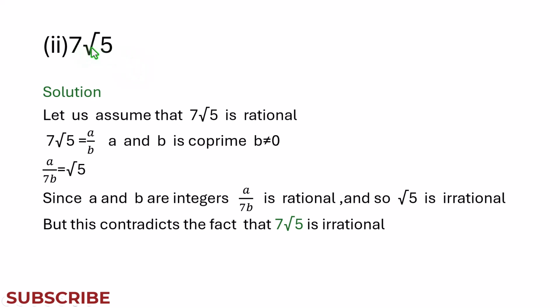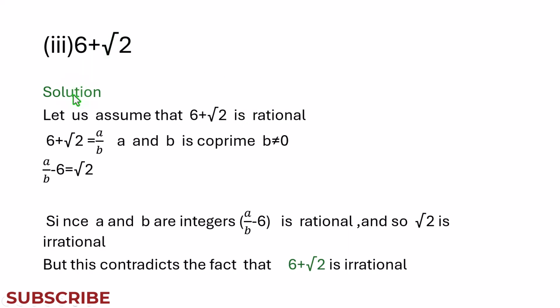Second question: 7 root 5 is irrational. Let us assume that 7 root 5 is rational. 7 root 5 is equal to a upon b, a and b are coprime, b not equal to 0. Then transposing, root 5 is on the right hand side. Left hand side is a upon 7b; a and b are integers, so a upon 7b is rational. Root 5 is irrational. Left hand side rational, right hand side irrational, which is a contradiction due to the wrong assumption. Then 7 root 5 is irrational.